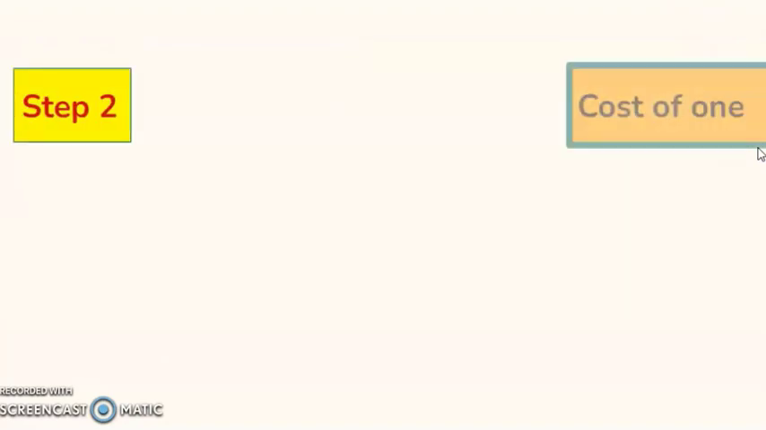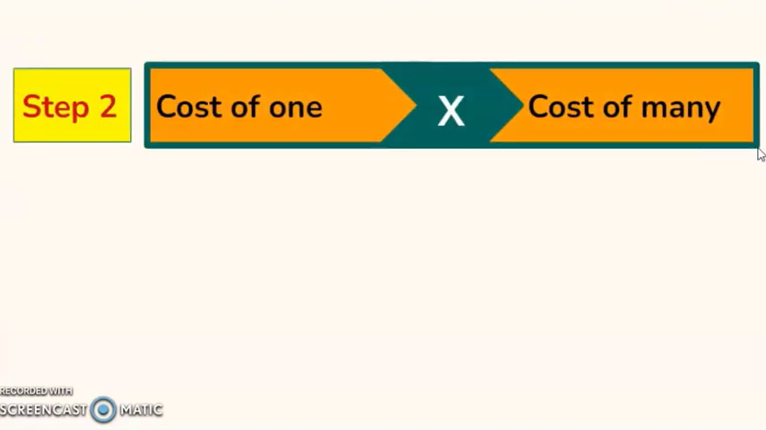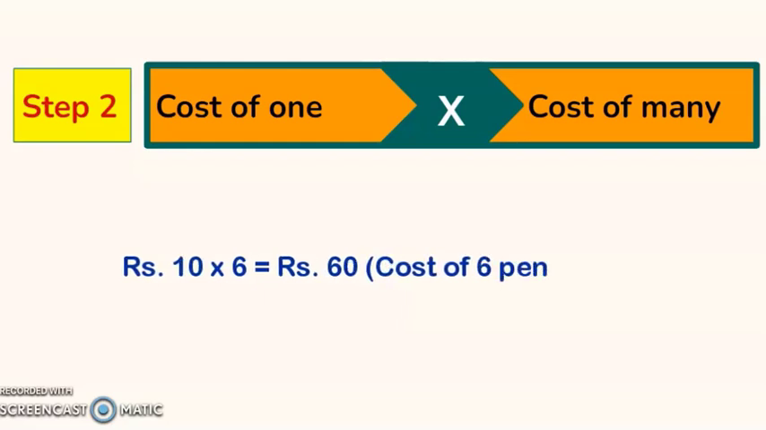Now comes step 2. Step 2 is going to be multiplying the cost of 1 to get the cost of the required units. So you wanted to purchase 6 pencils here. In order to calculate the cost of 6 pencils, we are going to multiply the cost of one pencil, that is ₹10, by the required number of units, that was 6. So what is going to be the cost of 6 pencils? Yes, that is ₹60.